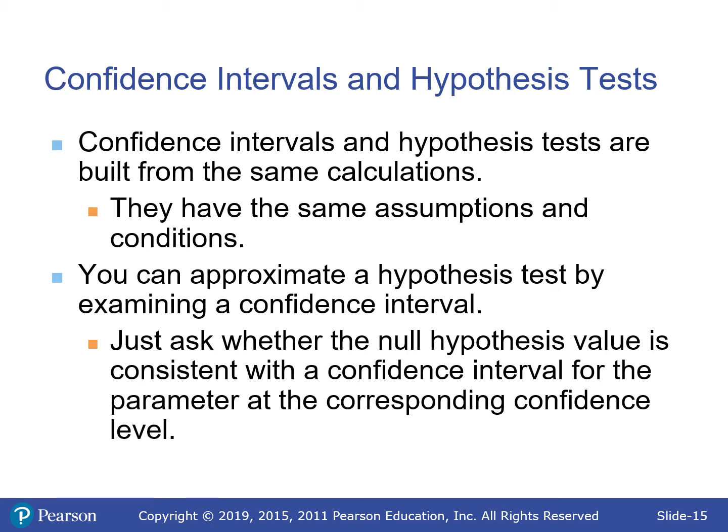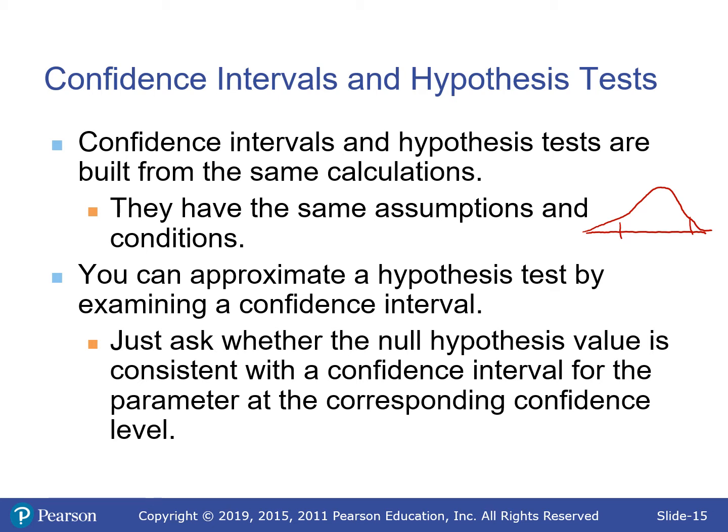So far we've looked at confidence intervals and hypothesis tests, both of them just one sample proportion ones for now. So they're basically the same thing. They're built from the same calculations. They're both finding those z-values. They both take that normal curve, and we're going standard deviations away from the mean. They have the same assumptions and conditions.